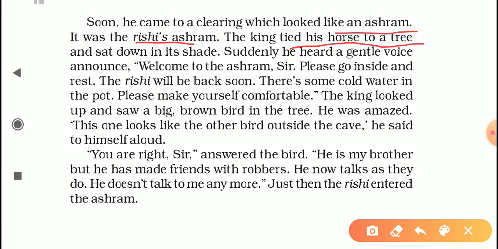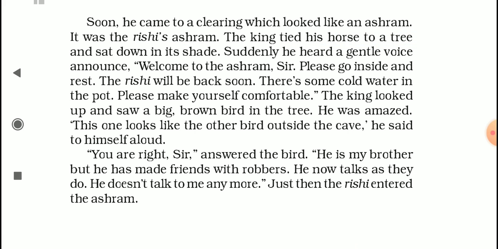So what did he do? He used a rope to tie his horse to a tree. The king tied his horse to a tree and sat down in its shade. So once again, the king understood that he is safe, and he tied his horse and sat down just like he did on the other side of the forest.